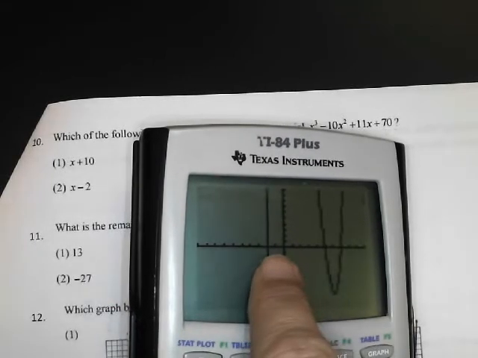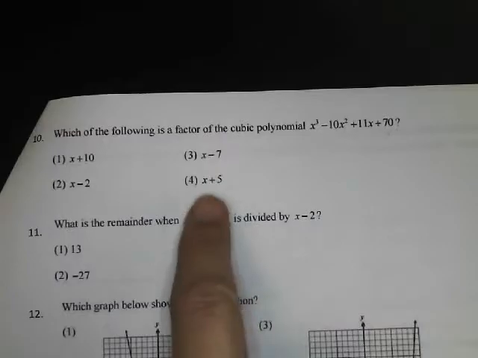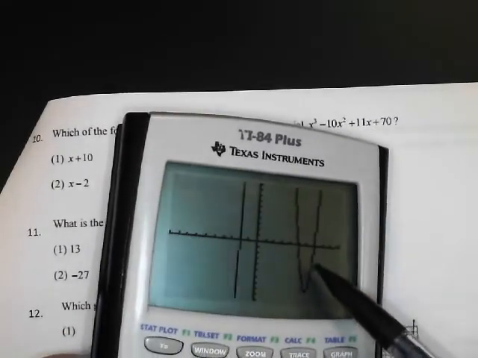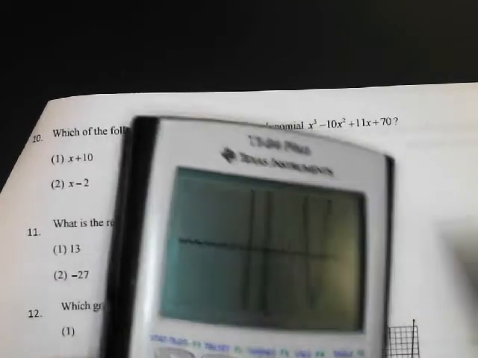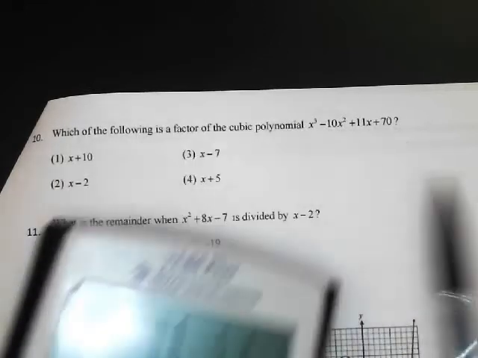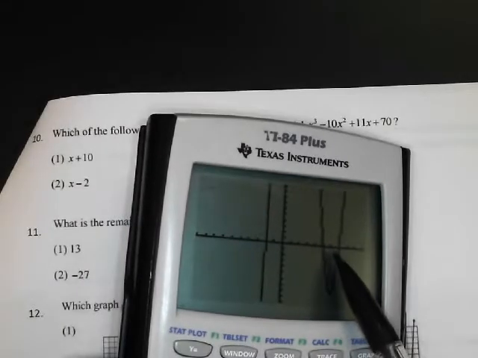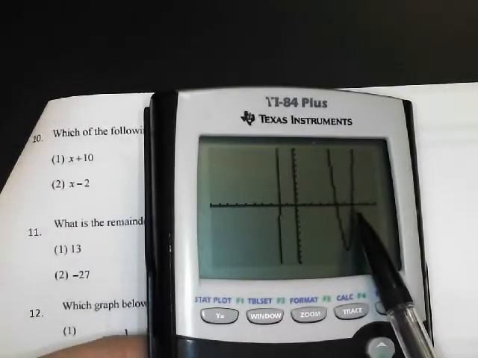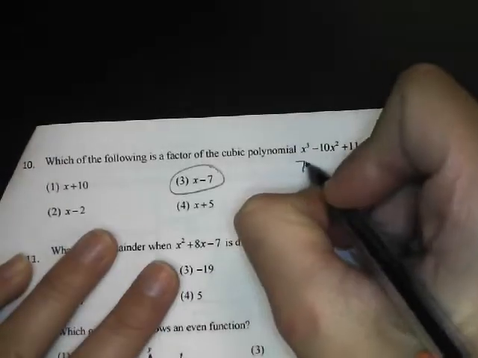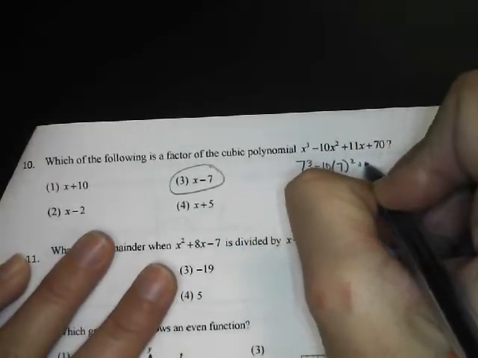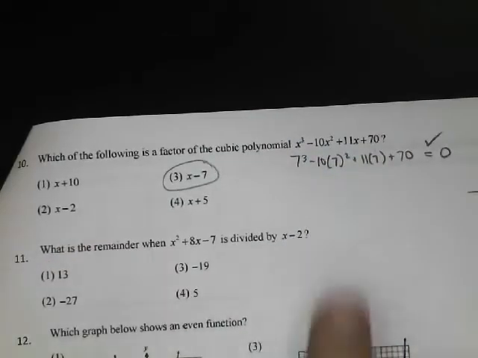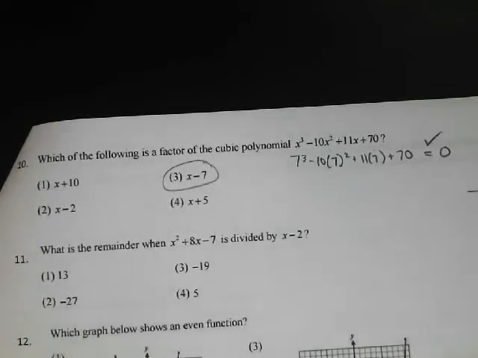So we definitely have a root at negative 2, which means a factor would be x plus 2, not an option. We have a root at, it doesn't quite look like it's at 5. It's about 5, so that would be a factor of x minus 5, which isn't an option. And we have a root at 7-ish, so x minus 7 would work. If you want to confirm that, you could plug in 7 on your calculator and see for sure that that gives you 0. That's kind of using the remainder theorem.